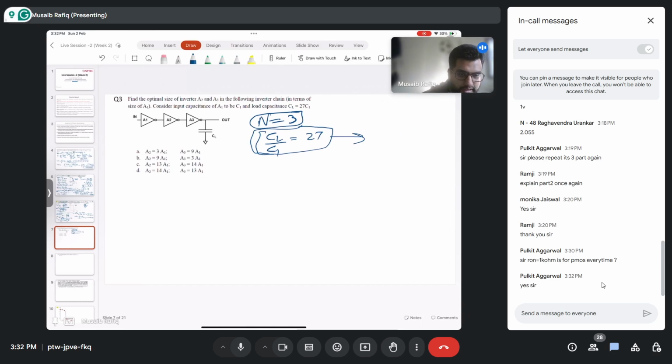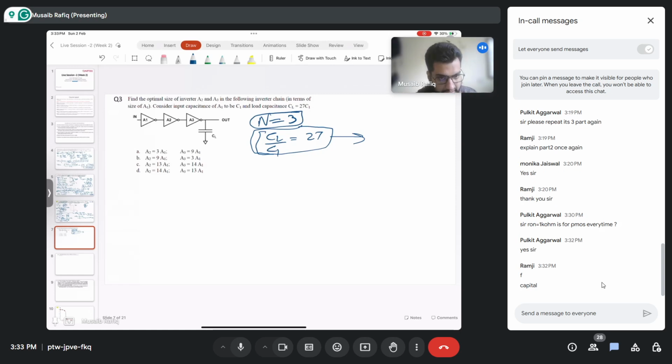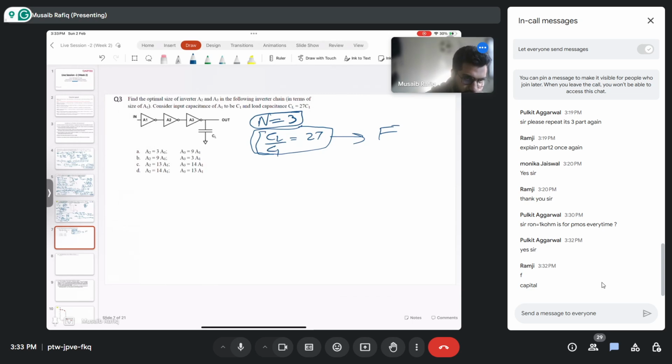CL by C1 is represented by what? In the chat box, please. F. Is it small or capital? There's a difference between small f and capital F. It's a capital F, and it has a particular name as well, right? What is it called? It's called overall effective fan out.